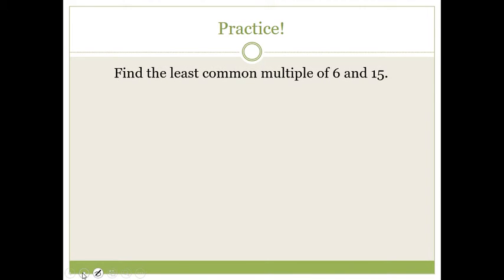Alright, so go ahead and let's practice. I want you to pause the video and find the least common multiple between 6 and 15. And I want you to do this by making a list of all the multiples of 6, then making a list of the multiples of 15, and finding the lowest number that is in common in both lists.